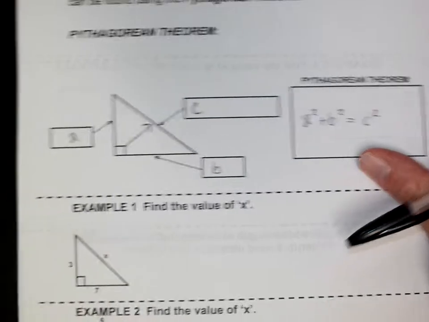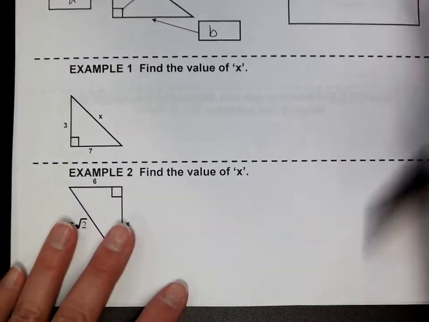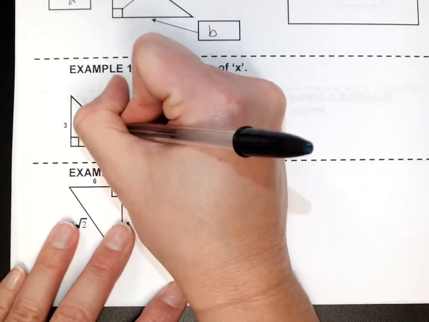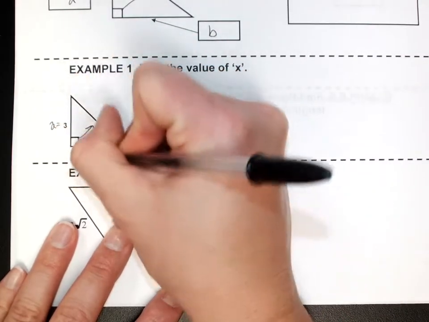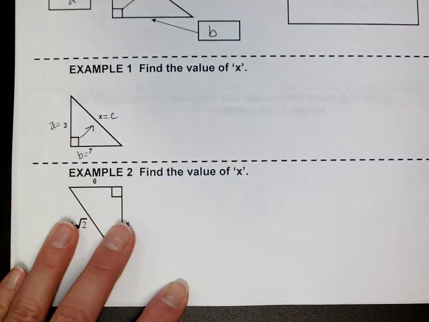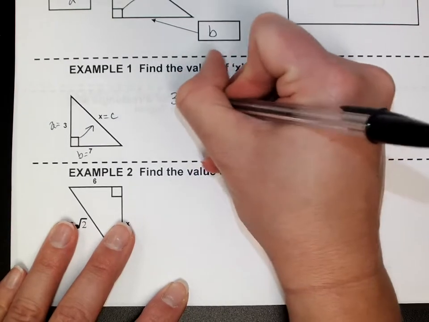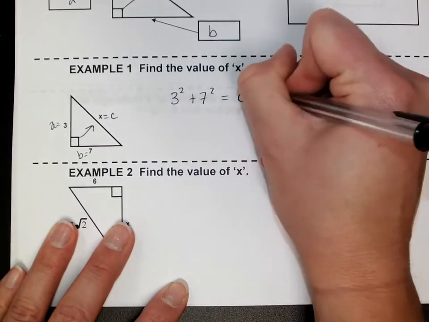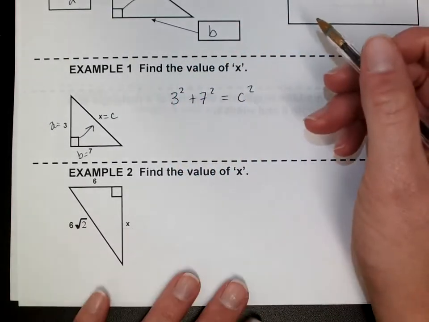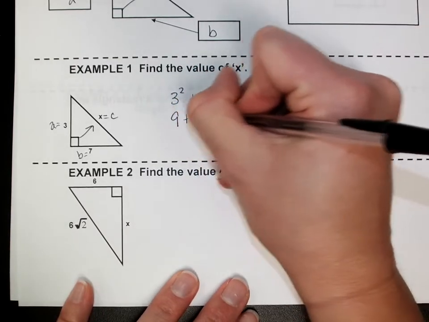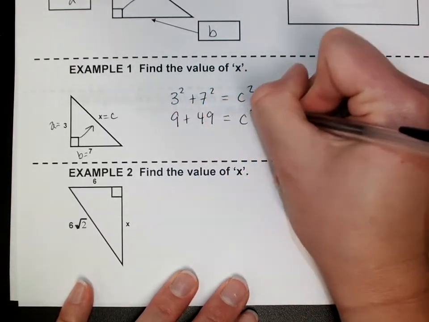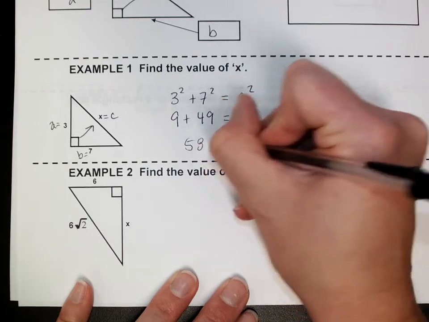Okay, so in this case down here, again, I know that this is my C because it's opposite the right angle, so I'm going to call this one A, I'm going to call this one B. So my formula: 3 squared plus 7 squared equals c squared. That's going to be 3 squared is 9, 7 squared is 49. So that's 58 equals c squared.